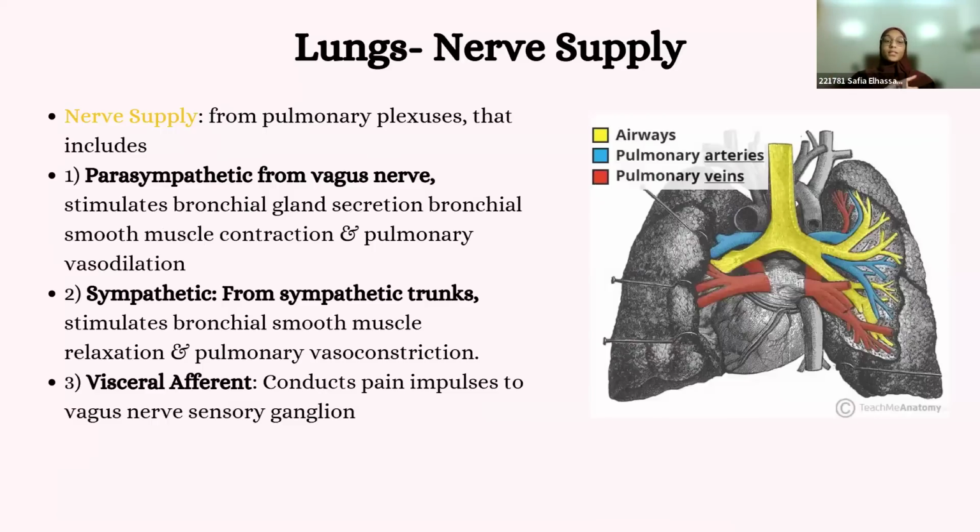So remember that it causes the opposite thing in the blood vessels versus the bronchi. If it dilates the blood vessels, it's going to constrict the bronchi and vice versa. So parasympathetic contracts the bronchioles, and it vasodilates the arteries. Sympathetic is going to do the opposite. The function of the sympathetic nervous system in the lungs is to relax the bronchioles, so there would be bronchial dilation, and there would be pulmonary vasoconstriction. And then the last plexus is the visceral afferent, which is just to conduct pain impulses.